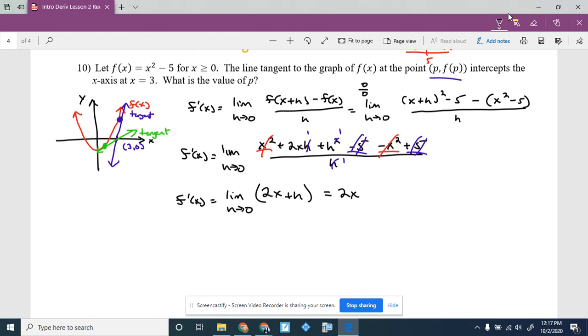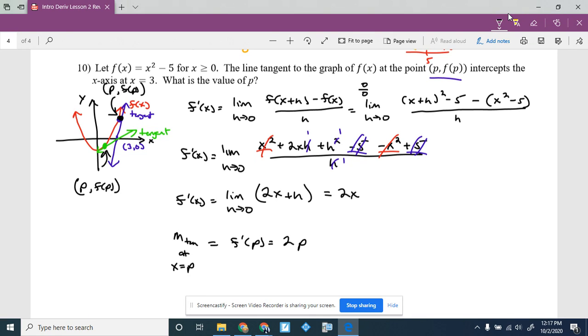So now what would the slope be at this general point, p, f of p? What is m tan at x equals p? Well, it would be f prime of p, so it would be 2p. So the slope of this tangent line is 2p. And whether I'm calling this point p, f of p or this point p, f of p, its slope is going to be represented by 2 times whatever p is.